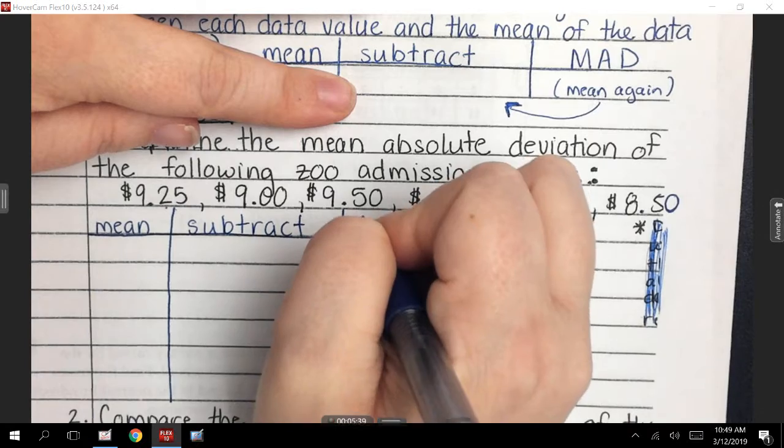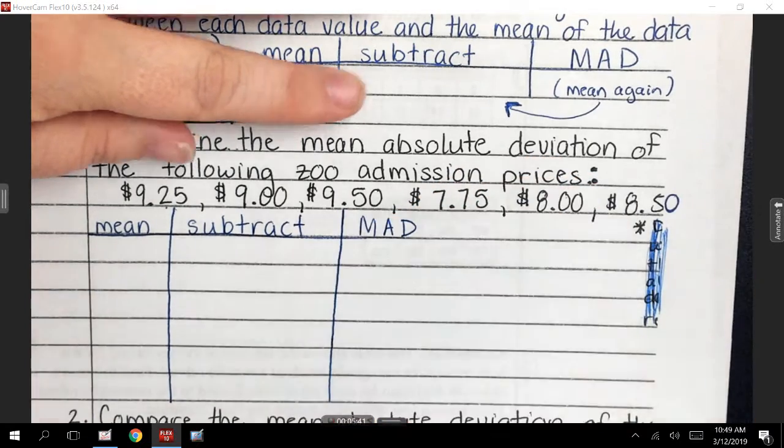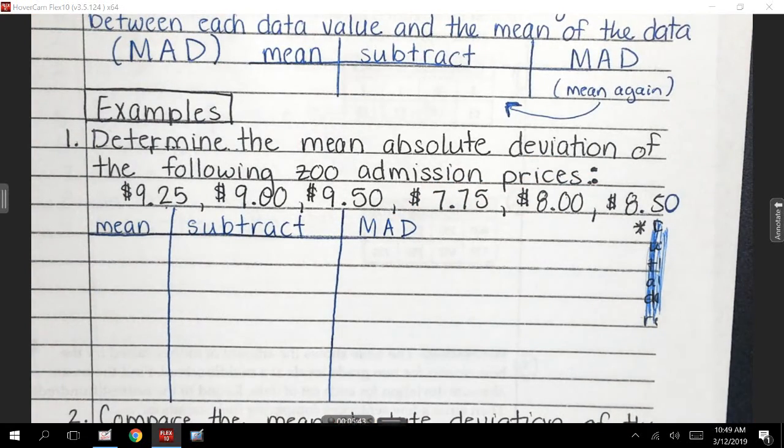And then we're going to find our mean absolute deviation. Guys, this chart's going to be really helpful. Am I going to have the chart for you on the test? No. But if you can draw this chart, mean, subtract, mad. The way I remember this is we get real mad because these problems take so much work. Okay, so mean, subtract, mad.